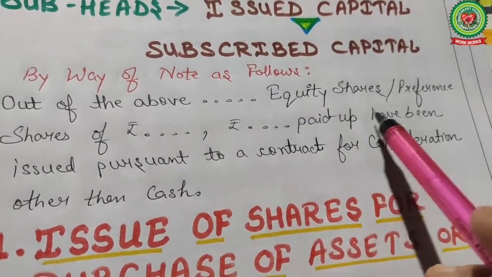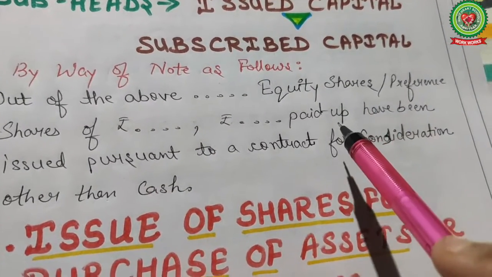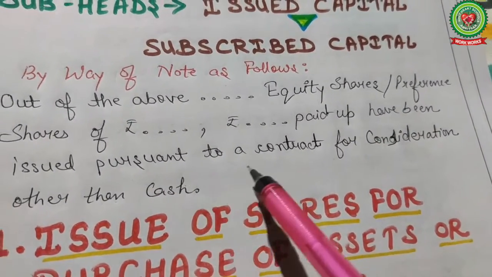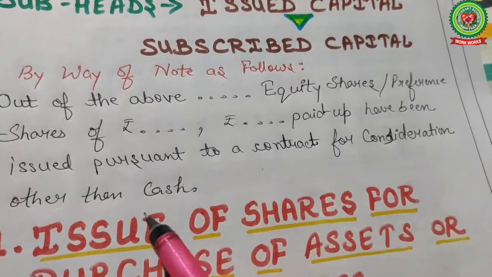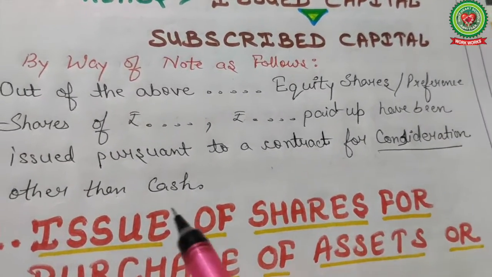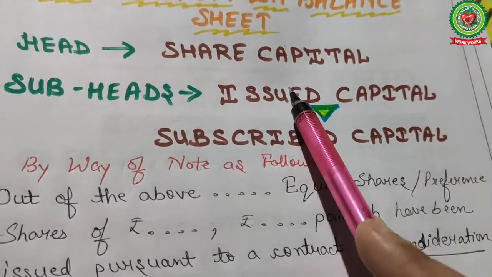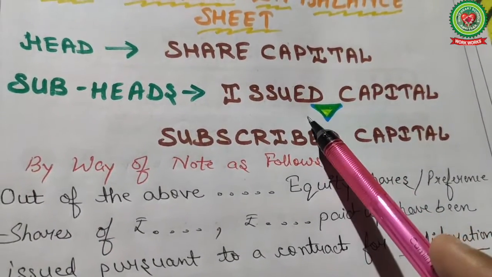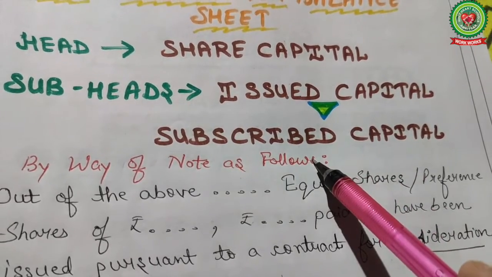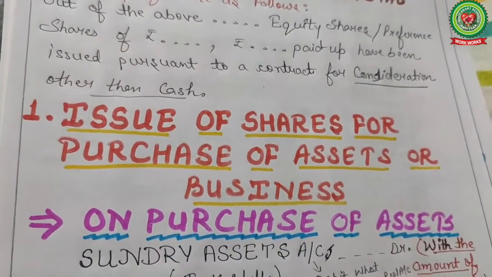Out of the above equity shares, preference shares of rupees like 10, 20, 30, 40 paid up have been issued pursuant to a contract for consideration other than cash. You also mention the amount of consideration other than cash, under the head share capital, subhead issued capital, under this subscribed capital.